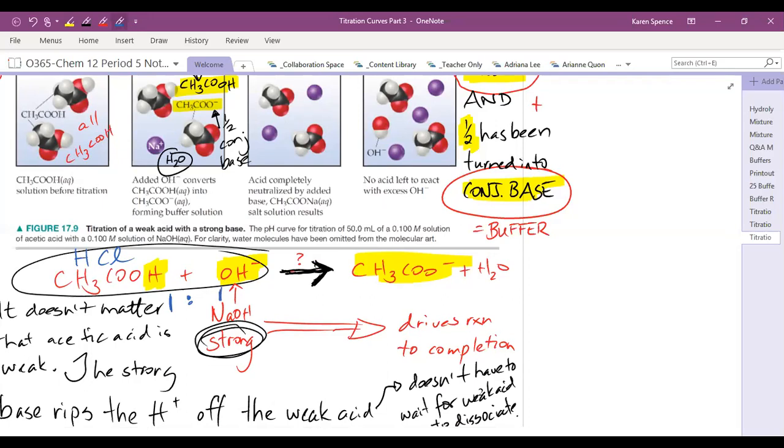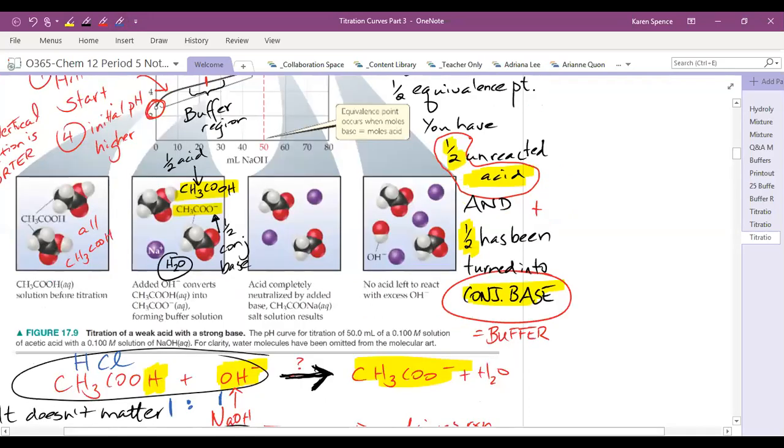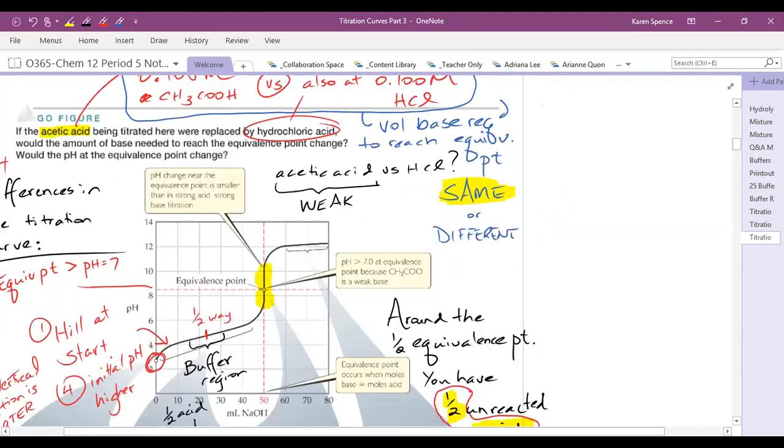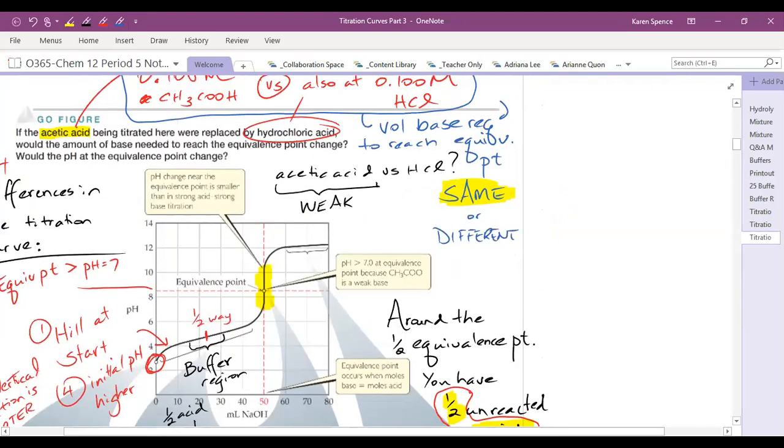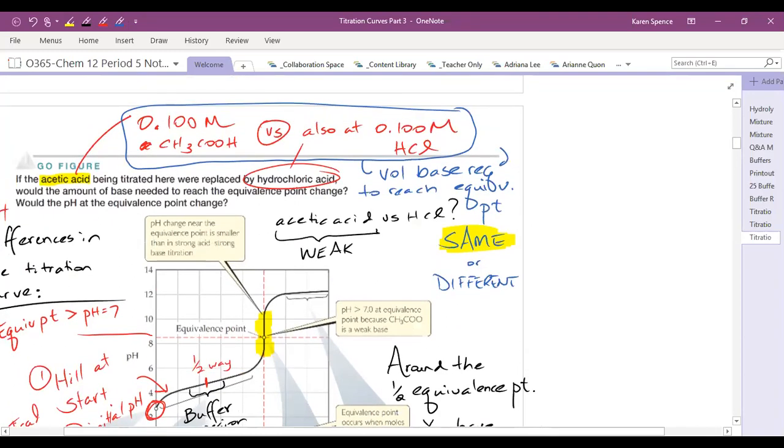Okay, and I realize that I've written all over this page in a crazy fashion, and you can probably hardly even follow that, but that's okay. Would the pH at the equivalence point change if we changed from our 0.1 molar acetic acid into the 0.1 molar HCl? Would the pH at the equivalence point change?